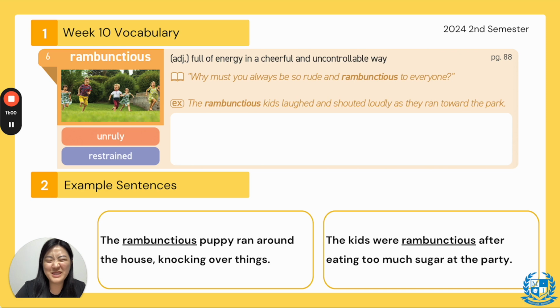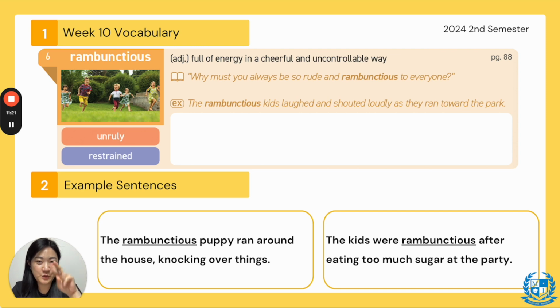So we're just really, really rowdy and loud and full of energy. In the book it says, "Why must you always be so rude and rambunctious to everyone?" Maybe here rambunctious means just full of energy in an uncontrollable way, meaning kind of like chaotic. Let's read the example together.